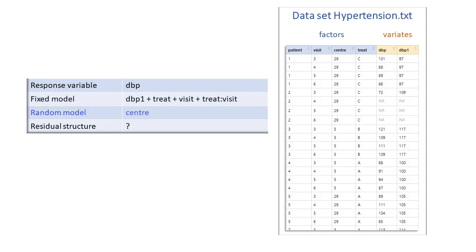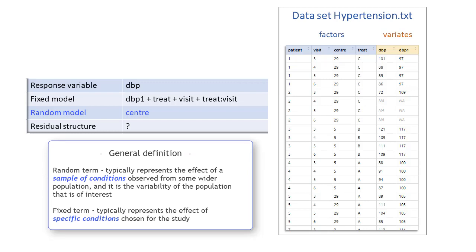Recall that the patients were recruited from a sample of 29 different medical centers. It's important that we account for this structure in our model. We can do this by including the center factor as a random term. By including center as a random rather than a fixed term, this enables us to make inferences about the wider population of medical centers, not just the 29 we observed.